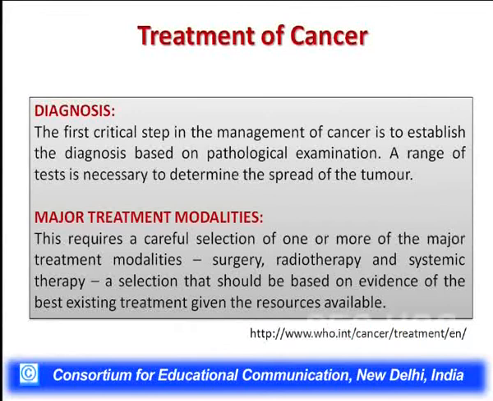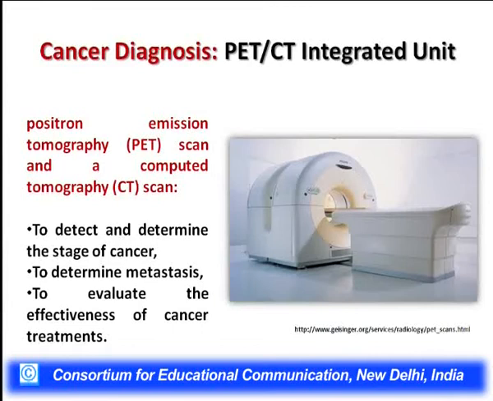Subsequently, there are various imagings which can be done. One of the most important ones is the PET scan, CT scan. The PET scan is the positron emission tomography scan, which is complemented with a computed tomography. It helps to determine and detect the stage of the cancer and the metastasis, how the cancer has spread out, and it helps to evaluate the effectiveness of the cancer medicines and the drugs.